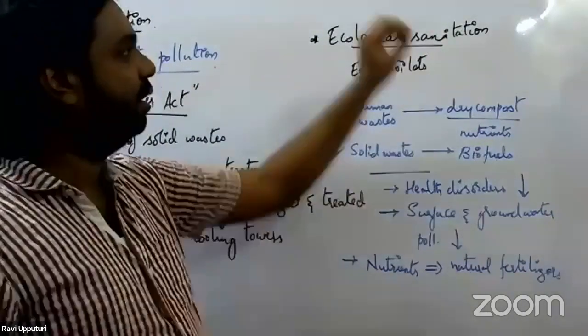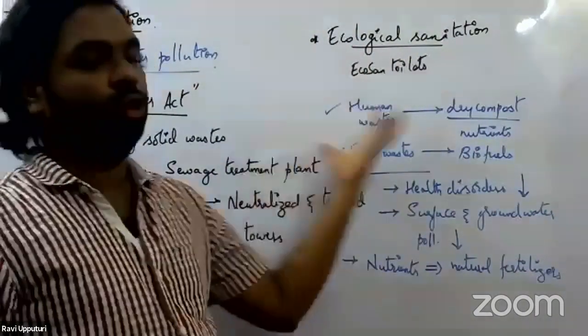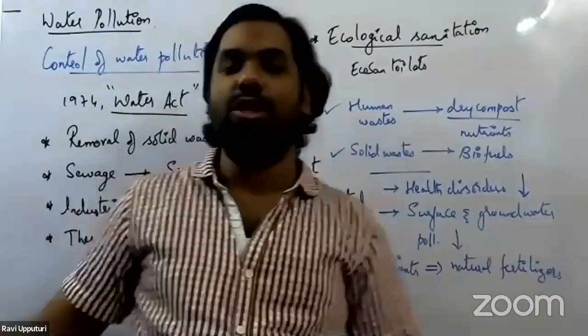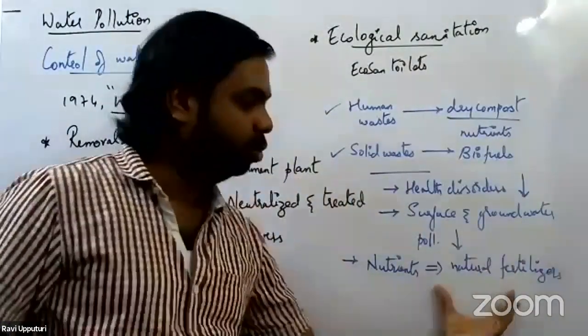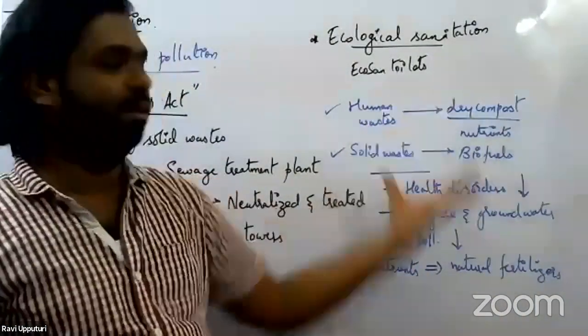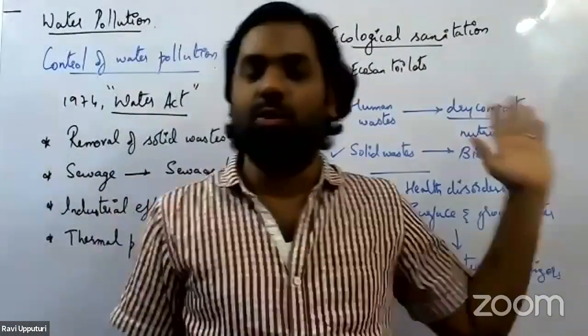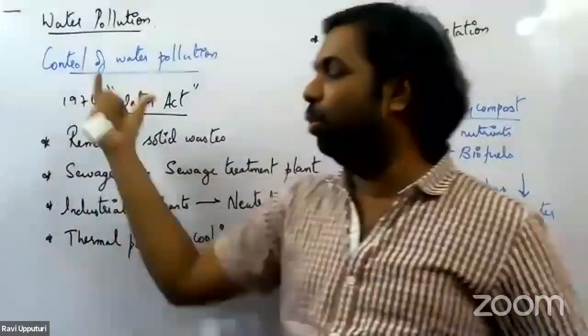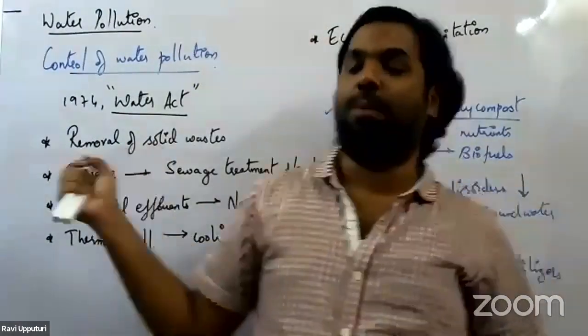Right. The major thing in ecological sanitation is that all the human waste is converted into dry compost, as a result of which the soil pollution could be reduced. Similarly, the water pollution also could be reduced through this ecological sanitation process. So this is one more way we can control water pollution. So, a few ways how water pollution can be controlled.